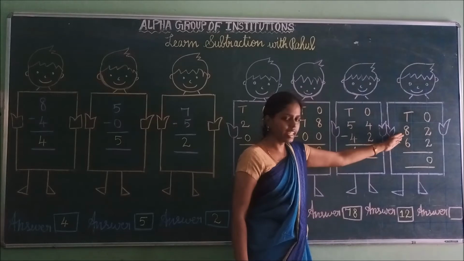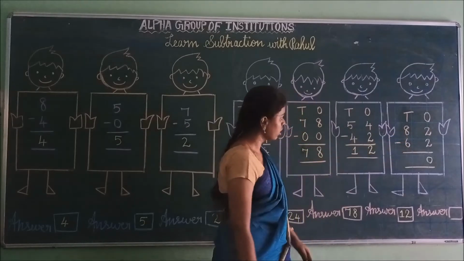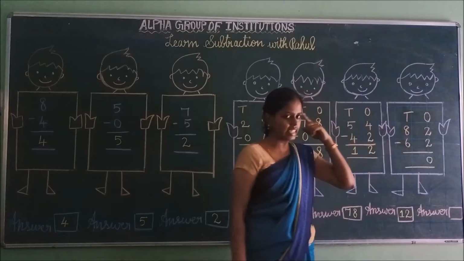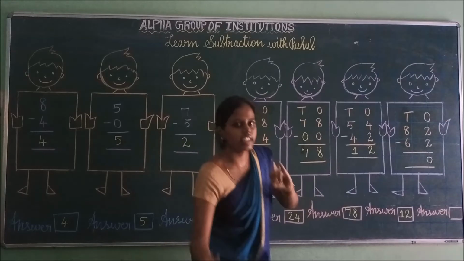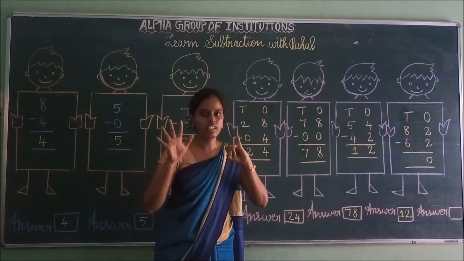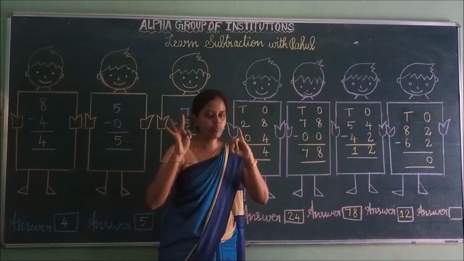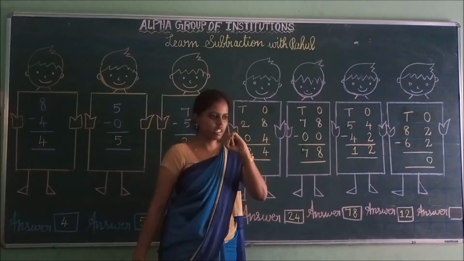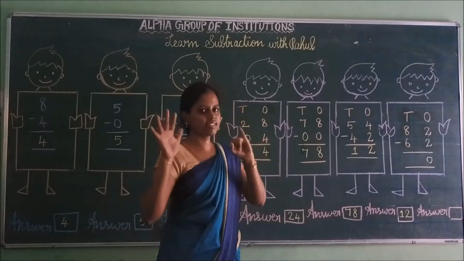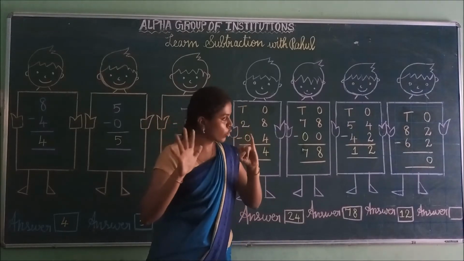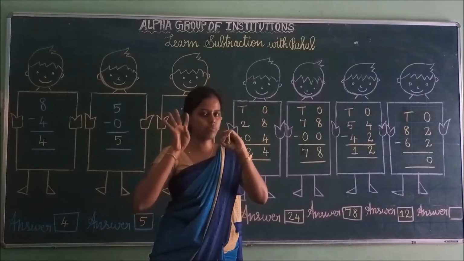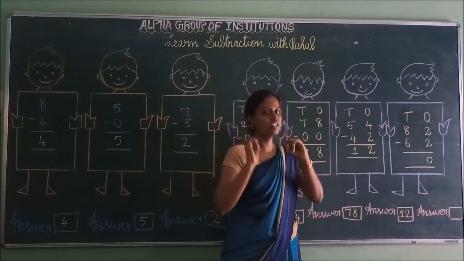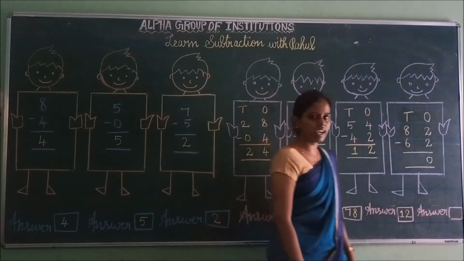Then the next one, 8 minus 6. See the tens place, what is there in the tens place? 8 minus 6. 8 in the mind, take 6 in the fingers. Before 8, 7, 6, 5, 4, 3 and 2. 8 in the mind, take 6 in the fingers. Before 8, 7, 6, 5, 4, 3 and 2. What's our answer? 2. Yes, 2 is our answer.